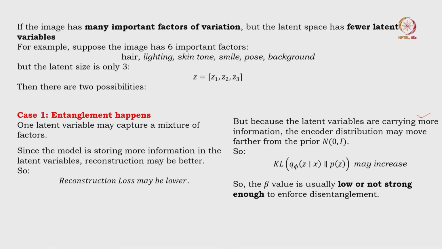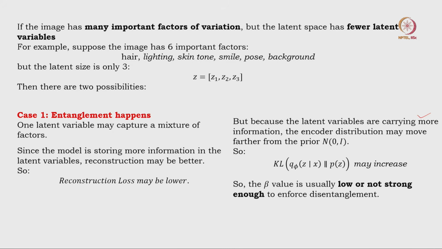If the KL divergence value has increased, then if disentanglement should happen, the beta value should be greater than 1. So in this particular case, what will be the beta value? The beta value will be very low, because there is no disentanglement; it is entangled. When it is entangled, the beta value will be smaller. Is this example clear to you?